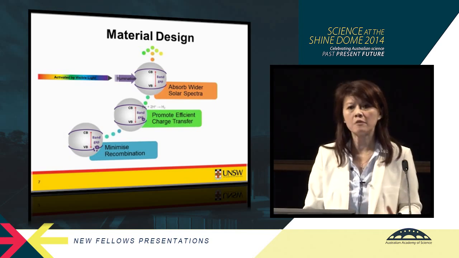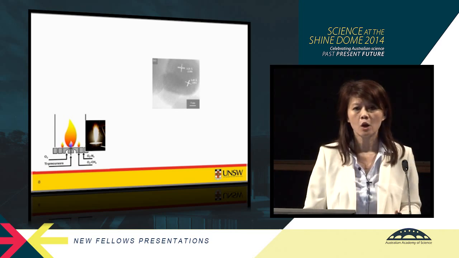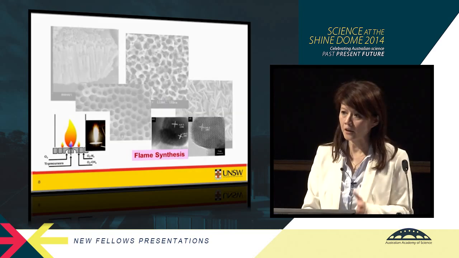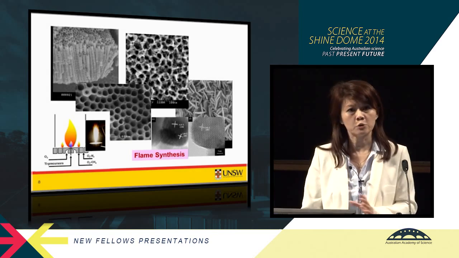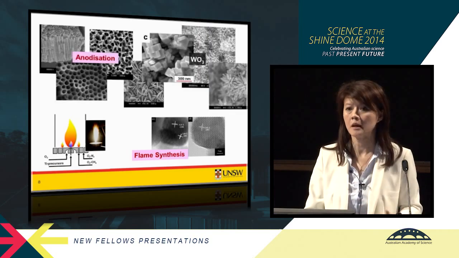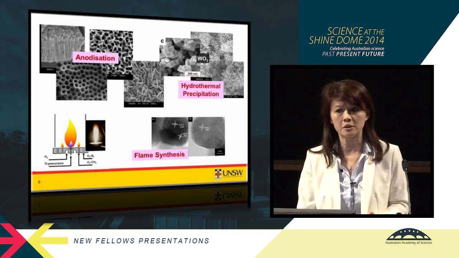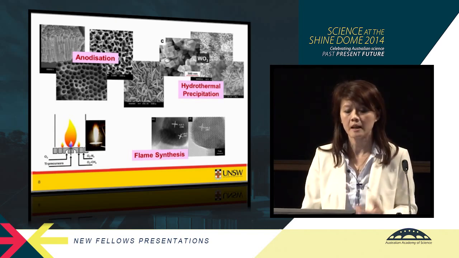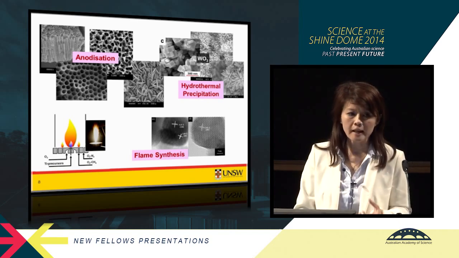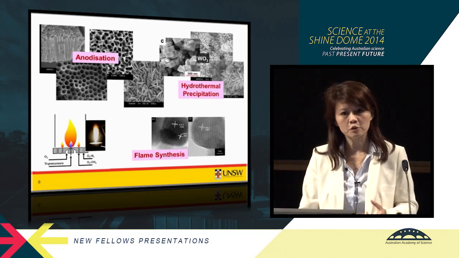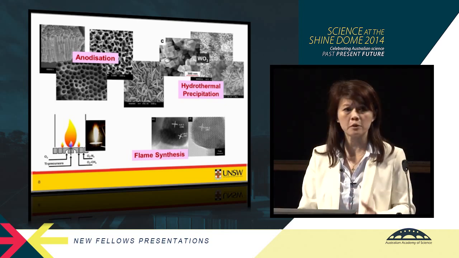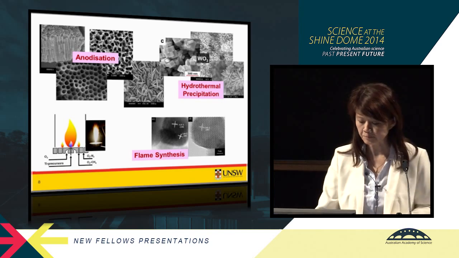In my lab, we have a range of synthesis techniques: flame synthesis, the ionization method, and hydrothermal precipitation, to synthesize and design a range of semiconductor materials, a range of metal oxides and perovskite materials such as bismuth vanadate and strontium titanate. But the overall goal is to use a bottom-up approach to control the morphology as well as the crystal structure, to be able to have the highest photonic efficiency.